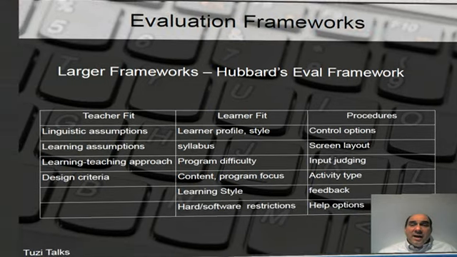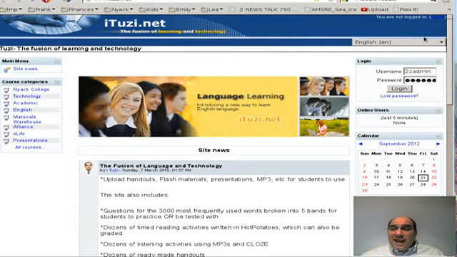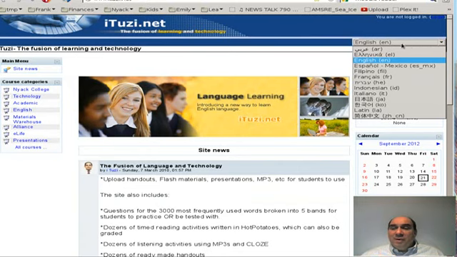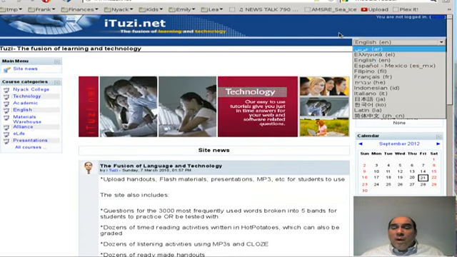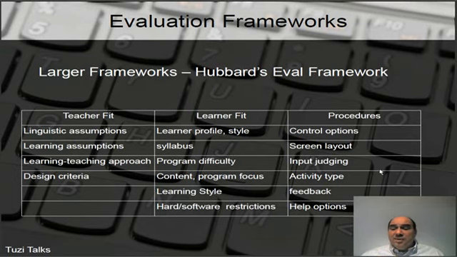I go back to look at iTuzi, for example, and I enjoy iTuzi. One of the reasons why is because of the language button here. And there are a whole bunch of different languages that I can use when I'm viewing the site. That's just providing me some options, right? What types of activities exist there? Are the activities only for a couple of the skills? Do they do only reading and writing? Do they also do listening and speaking? Okay. And finally, what kind of feedback, what kind of help does the system provide for your learners and for your teachers?